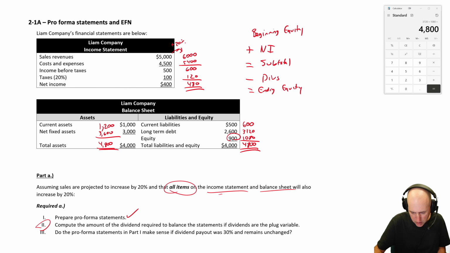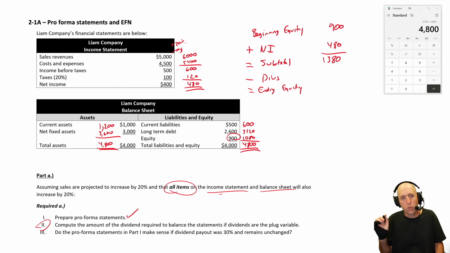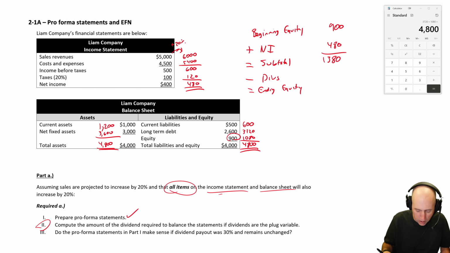So our beginning equity was $900. We're expecting it to go up to $1,080. We add net income. Our net income is $480. So $900 plus $480 gives us $1,380. Now, if we did not pay a dividend, then our ending equity should be $1,380. But our ending equity isn't $1,380, it's $1,080.